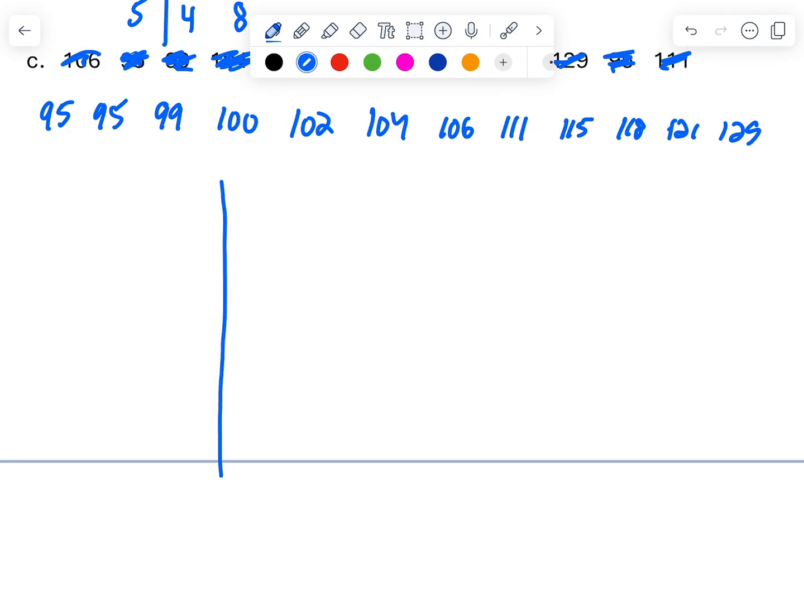When I draw my line here, I'm going to start with a 9. And then the next number is 100. So I'm putting a 10 here, and that'll cover numbers 100 to 109. For 111, I would put an 11 here, and then for the 120s, I'd put a 12, etc. And again, my key will tell the reader how to read that.